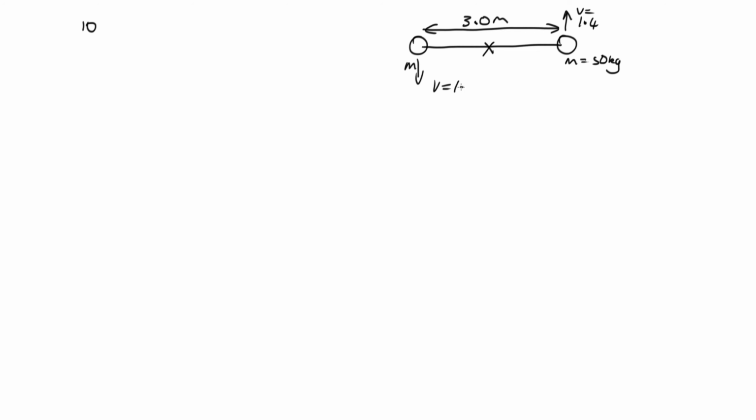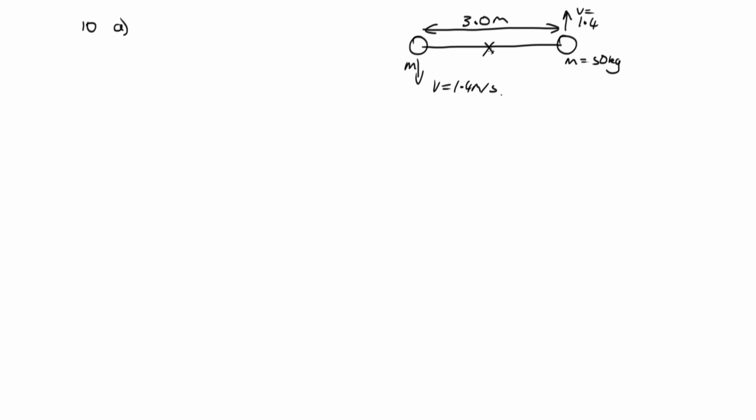Okay, this is problem 10. In this problem, we've got a massless rod, and we've got two skaters, both with a mass of 50 kilograms. They both rotate around the center of the rod, and we're told that the rod initially has a length of 3 meters, and when the skaters come in, they're moving in opposite directions, each with a velocity of 1.4 meters per second.